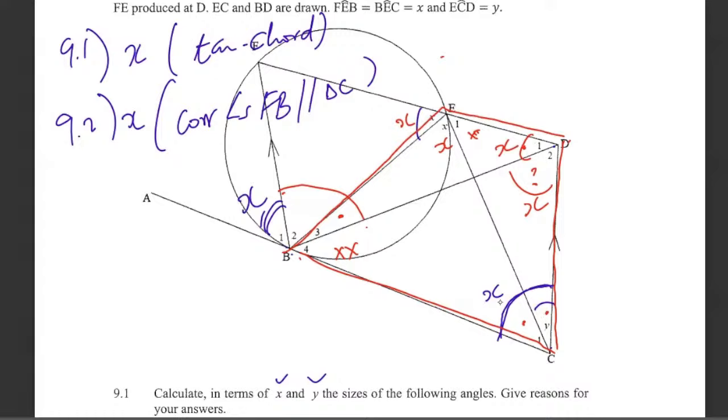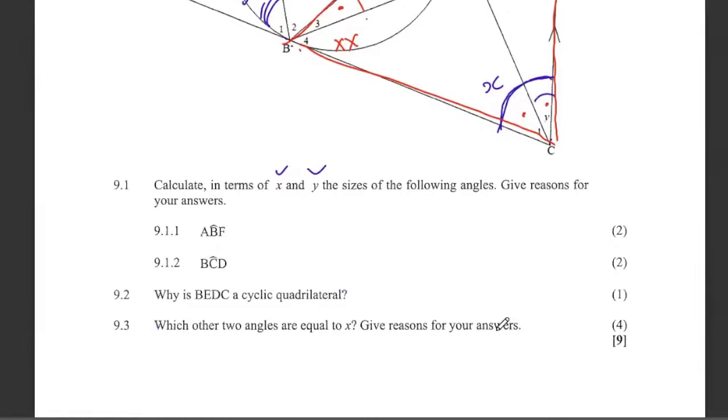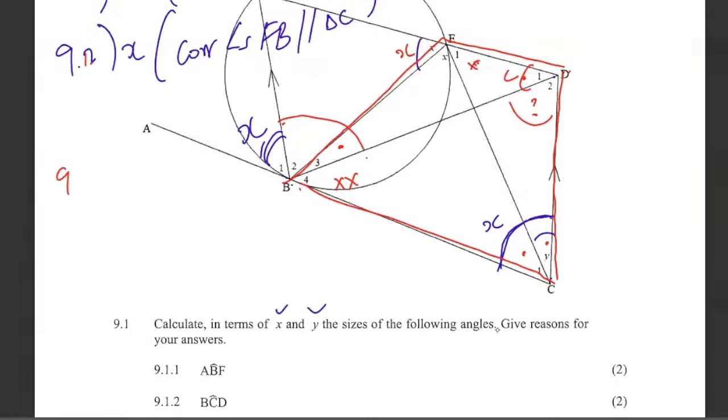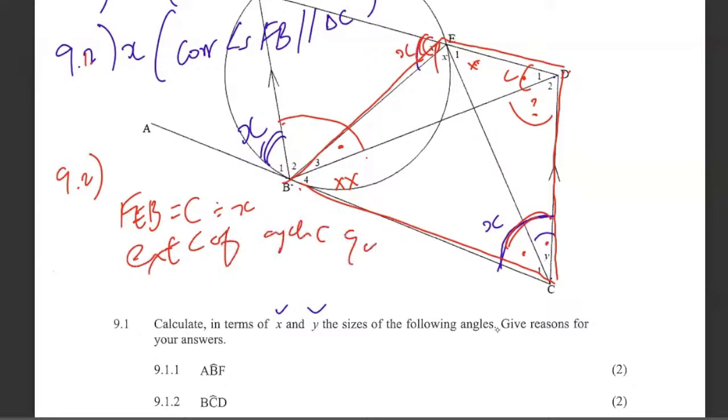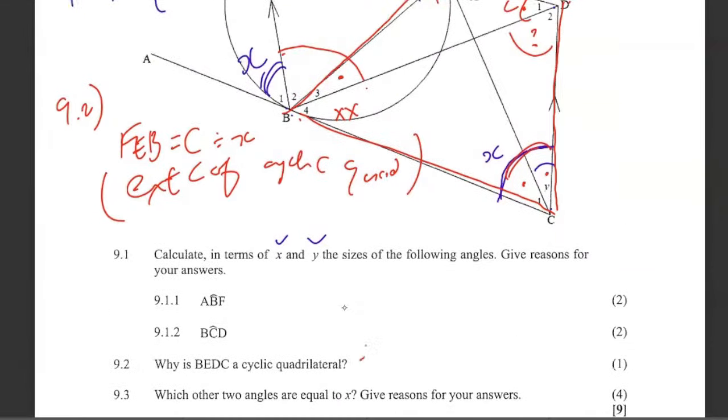But would that even make sense if I use that? Let me just use what I already have. The bow tie is actually one mark. One mark for me to be struggling like that. So 9.2, let's use the exterior angle. This angle is the same as this one. So FDB is the same as angle C, which is X. So exterior angle of the cyclic quad. Was the question asking for the reason? Oh, thank Lord. So it's just the exterior angle of the cyclic quad.